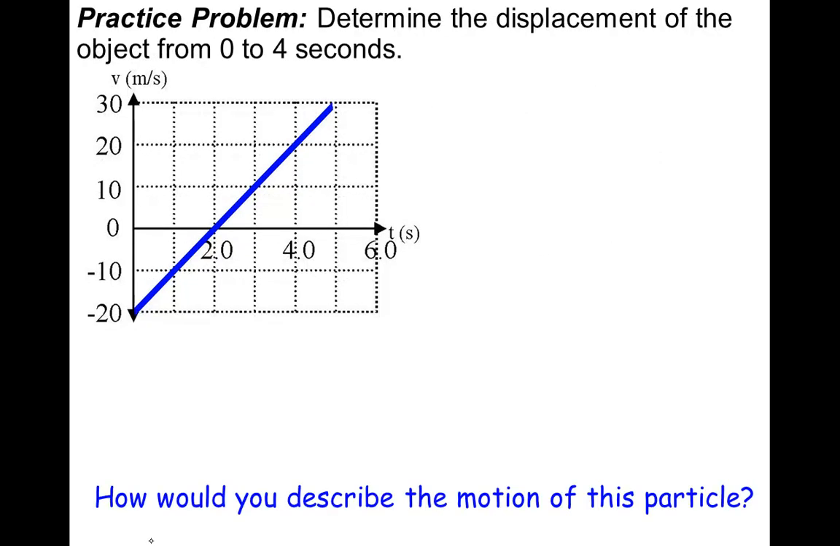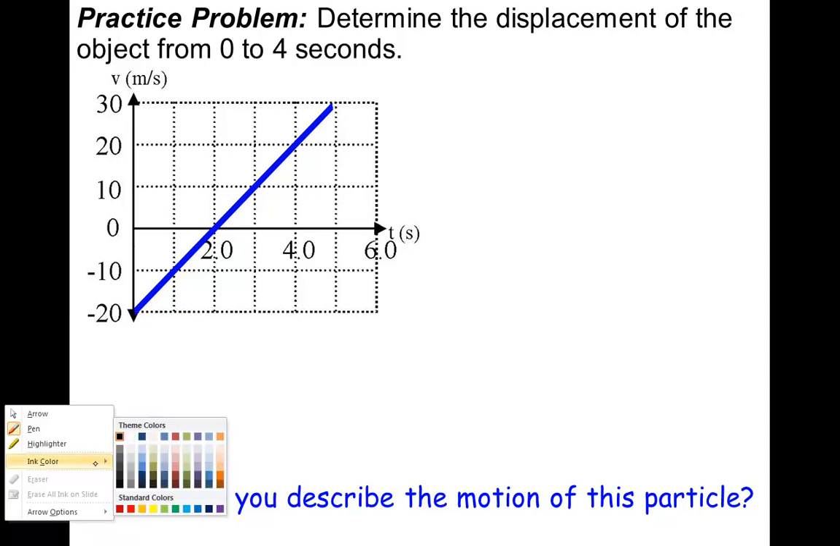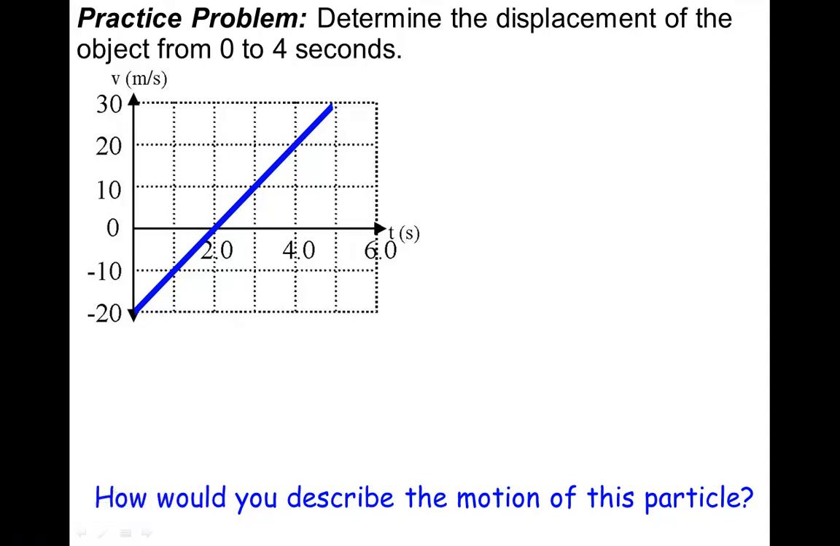Another example problem asks us to determine the displacement of the object from 0 to 4 seconds. So one of the really important things to know here is the fact that we can get the displacement from a velocity time graph from the area. So the displacement of a velocity time graph is the area.